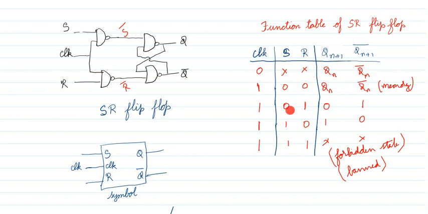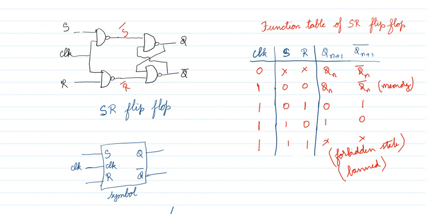When the input is 0, 1, what is the meaning? R is 1. R means reset. Reset means Q is 0, and Q is 0 means Q bar is 1. Next, S is 1, R is 0. S is 1 means set is enabled, so Q is 1, Q bar is 0. For 1 and 1, we should not use that, because both the outputs will be tried to be 1, 1. You should not use that.